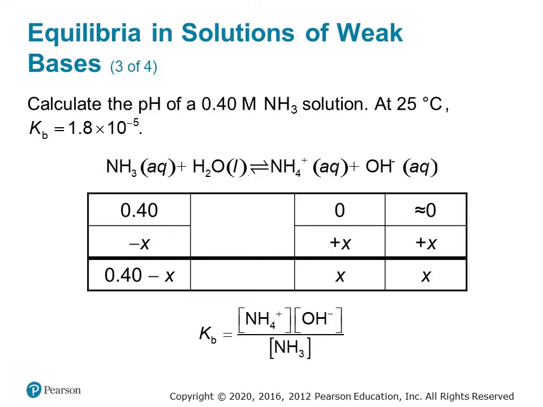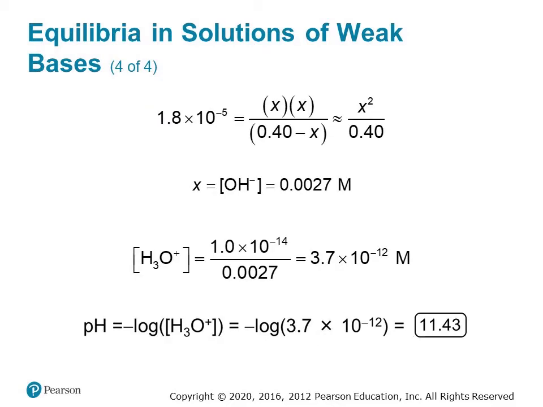Taking into account the decrease in ammonia concentration and increase in ammonium and hydroxide concentrations as a result of the partial dissociation, we have our expressions for the concentrations of each substance at equilibrium, and the same Kb expression for this dissociation that we saw previously. If we plug in the Kb value, 1.8 times 10 to the minus 5, and the expressions for the equilibrium concentrations, and assume that 0.40 minus x is essentially just 0.40, we get an x value of 0.0027 molar.